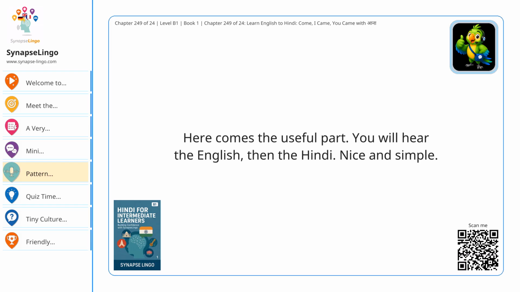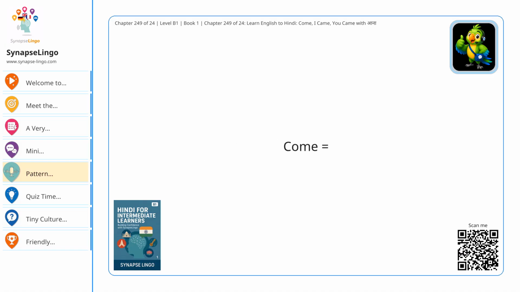Pattern drill without tears. Here comes the useful part. You will hear the English, then the Hindi. Nice and simple. Come equals आना. I came equals मैं आया. You came equals तुम आए. He came equals वो आया. She came equals आए. We came equals हम आए. They came equals वे आए. Less equals कम.